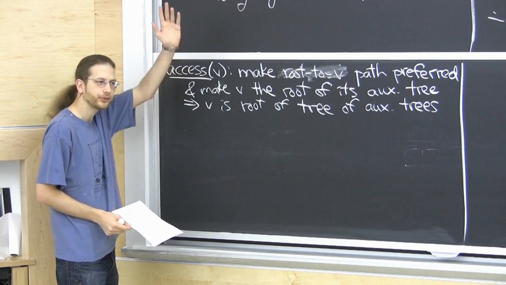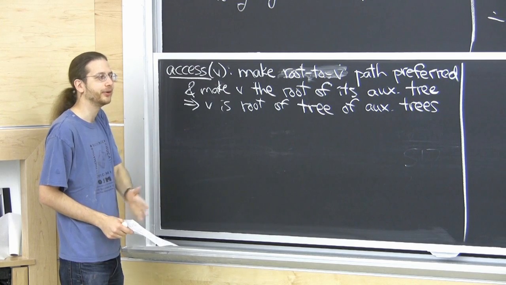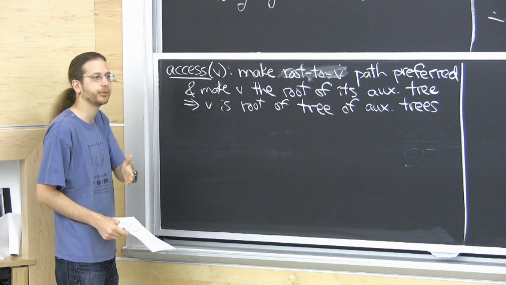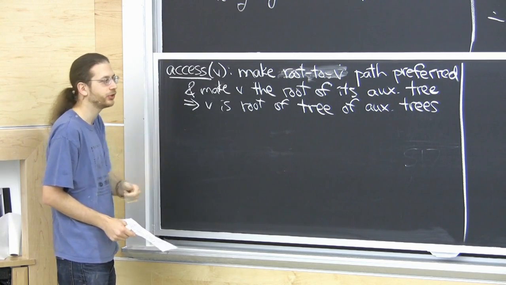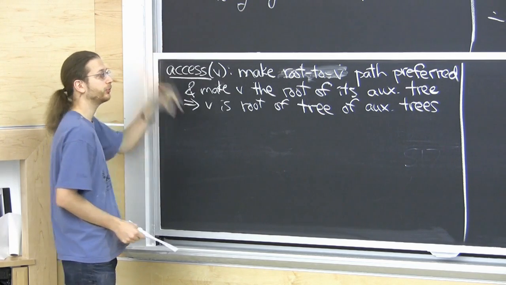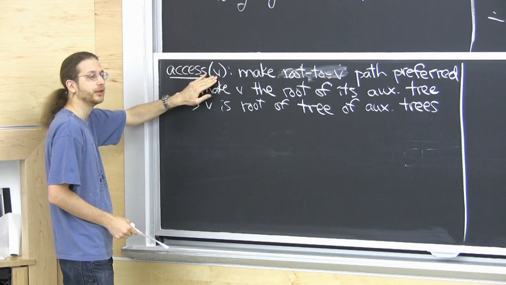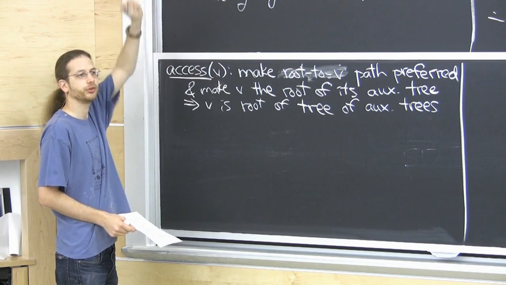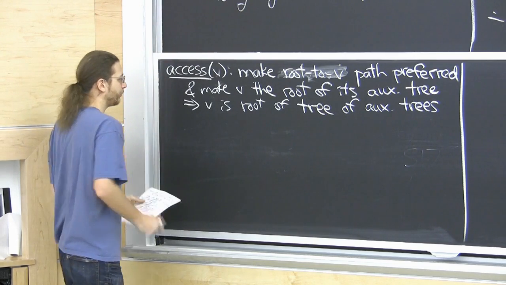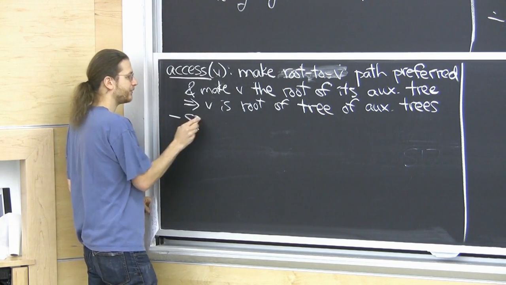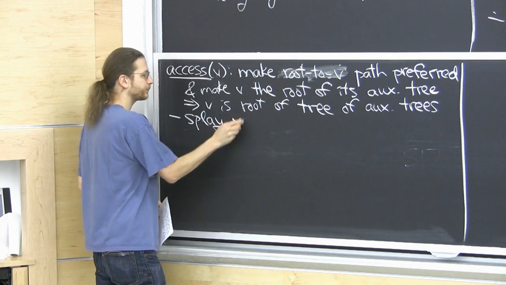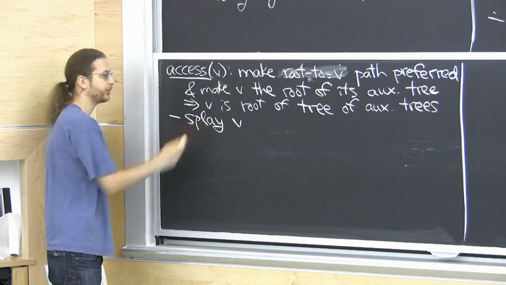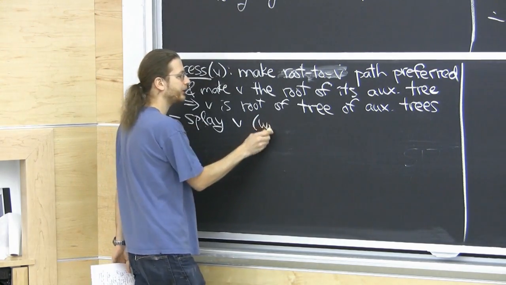And whereas Tango trees basically walked from the top down, navigating one preferred path until it found the right place to exit and then fixing that edge, we're going to be working bottom up, because we already know where the vertex is, we're given it, and we need to walk our way up the tree and kind of push v to the root overall. So the first thing to do is splay v. Okay, so that, now when I say splay v, I mean within its aux tree.